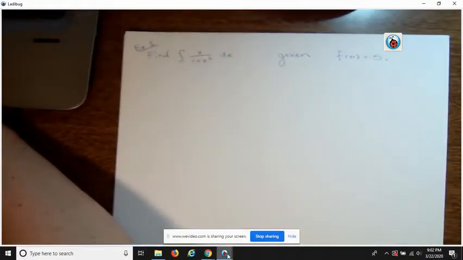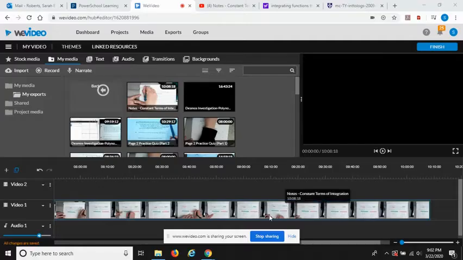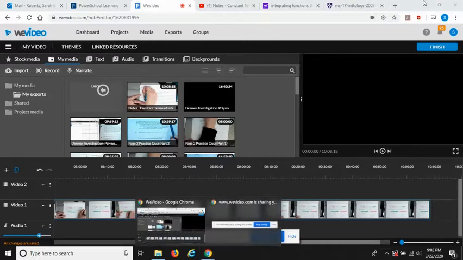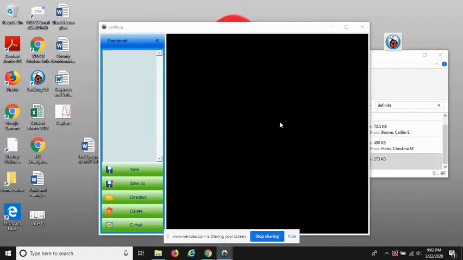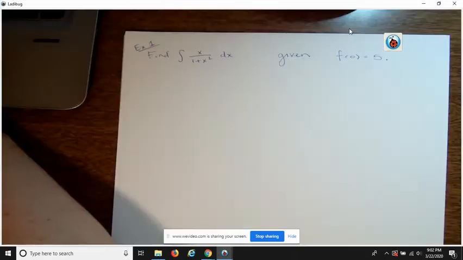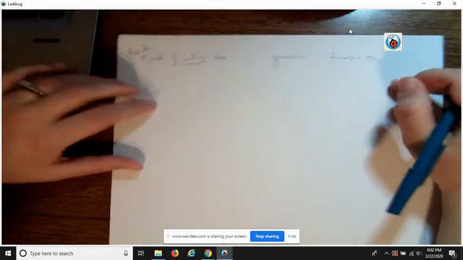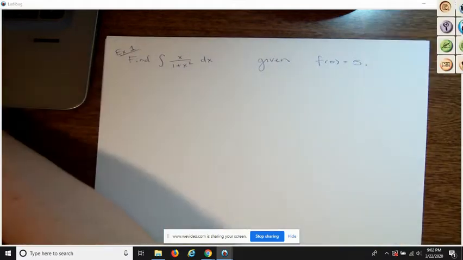Let me see if I can get this little ladybug out of the way. Whoa, hold on. Sorry, guys. That just exited out of the entire thing. I'm very sorry. Okay, so I guess that little guy is just gonna be annoying.